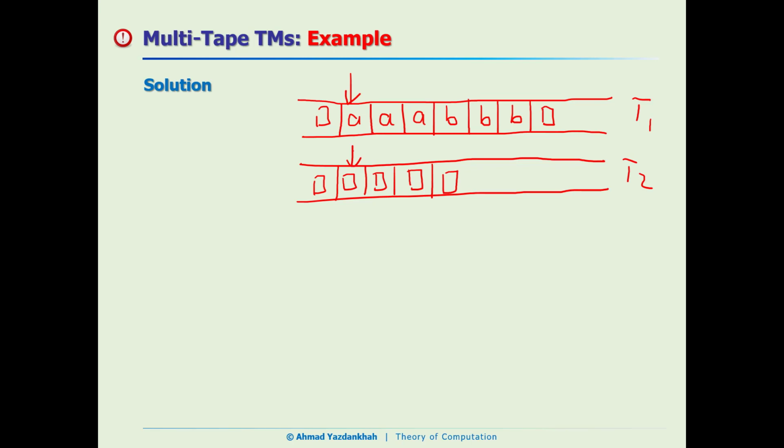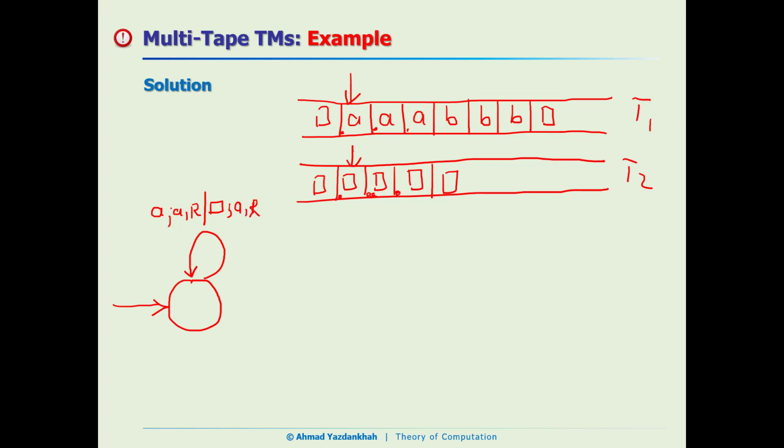Okay, so what is the strategy here? I try to read all of these A's and write them on tape number 2, here, here, and here. And then when I reach the first B, I start matching them with these A's. How can I do that? It's very easy. Look at this. I put a loop here, and I would say on tape number 1, if it is A, don't change it, go to the right. Vertical bar, on tape number 2, if it is blank, change it to A and go to the right.